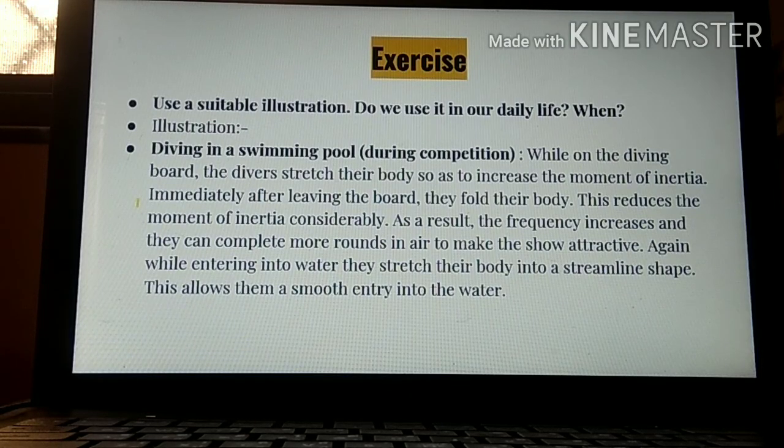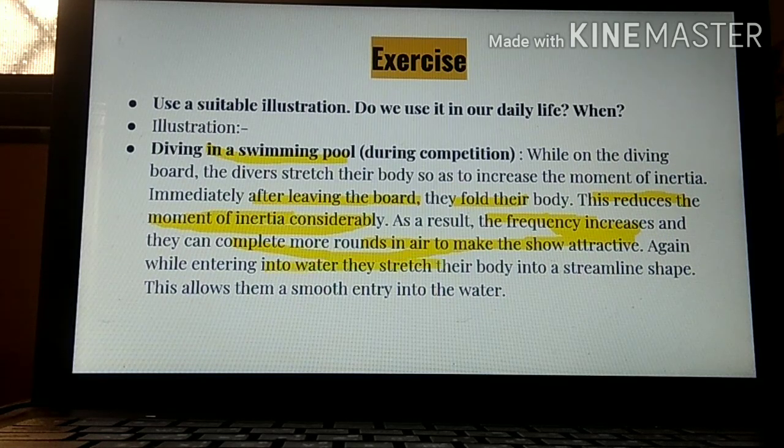There are some daily life examples. You might have seen divers in a swimming pool. While on the diving board, the diver stretches their body so as to increase the moment of inertia. Immediately after leaving the board, they fold their body. By folding their body, they reduce the moment of inertia, due to which the frequency increases. Frequency increases, so they can complete more rounds in the air to make the show more attractive.